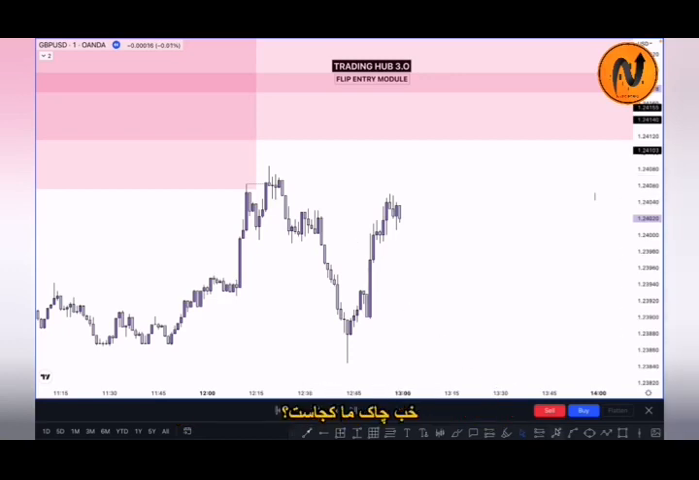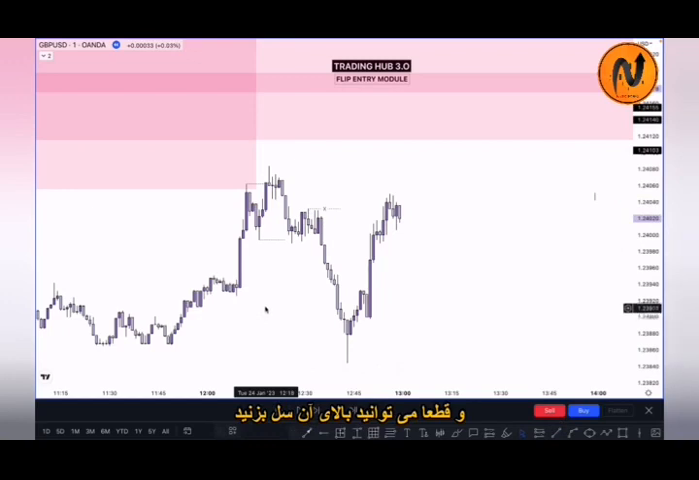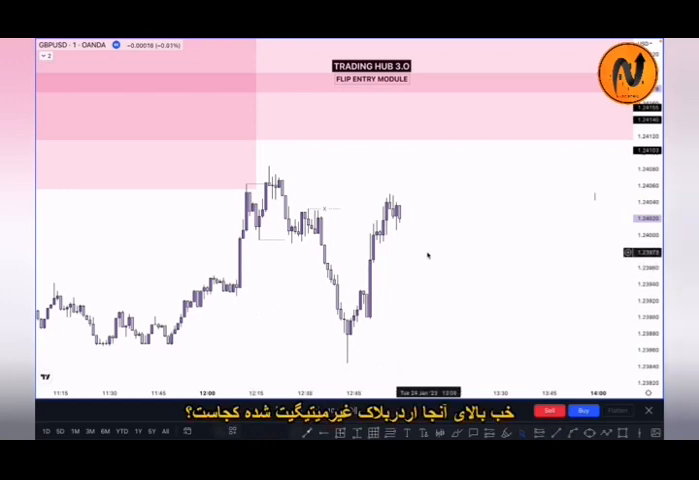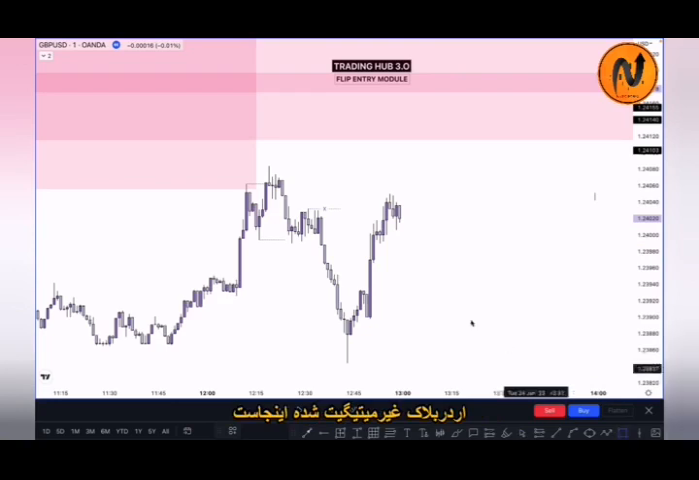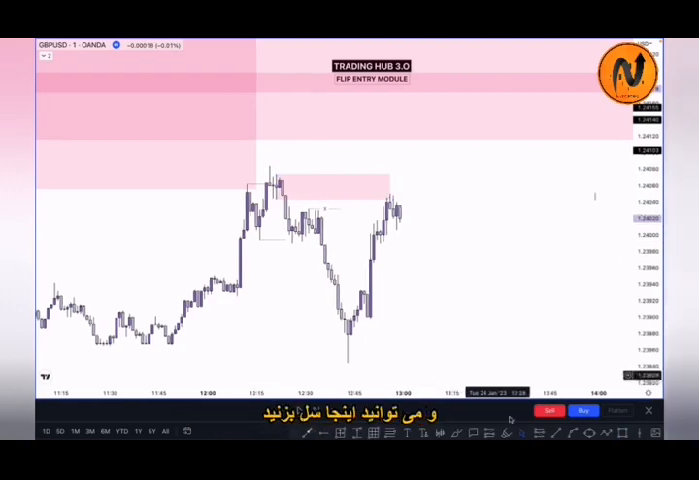So where is our choch? This one, because this one is our first pullback, choch and push downside. And then where is our inducement? Inducement is here. This one is our inducement, and definitely you can sell after it. And where is our unmitigated order block? The unmitigated order block is here. So this one is our unmitigated order block at this time, and you can sell here, right?